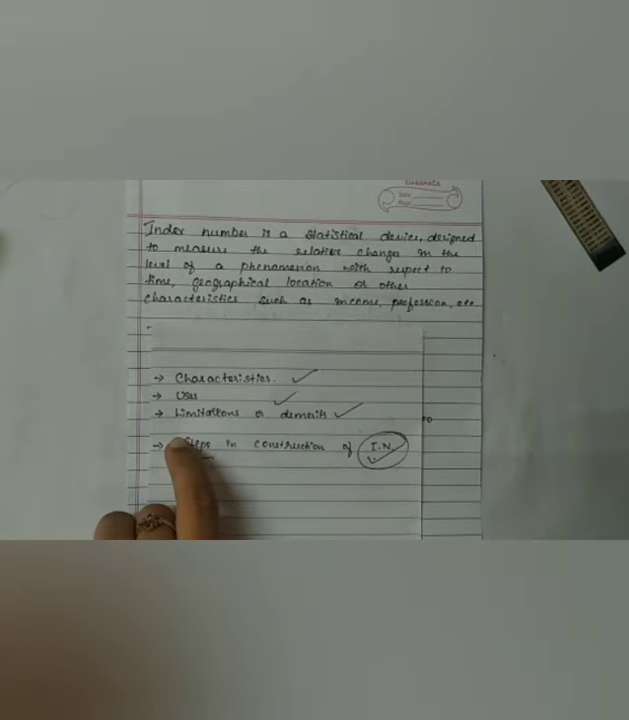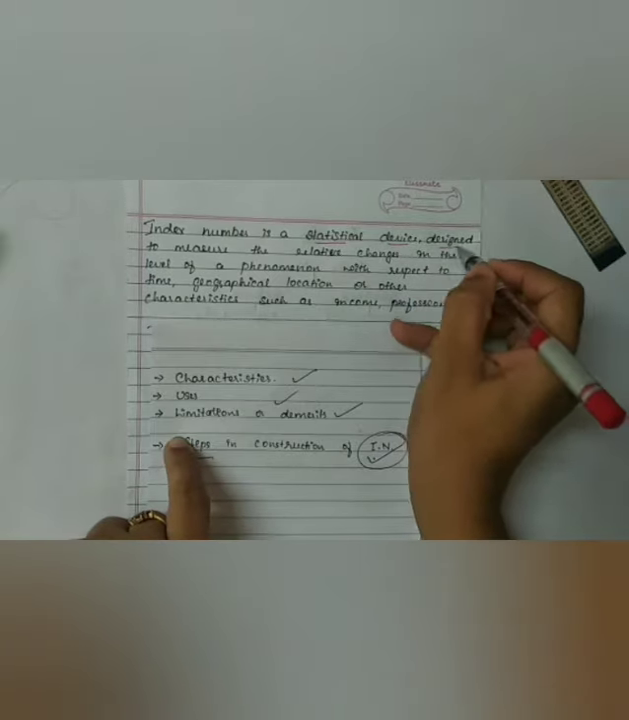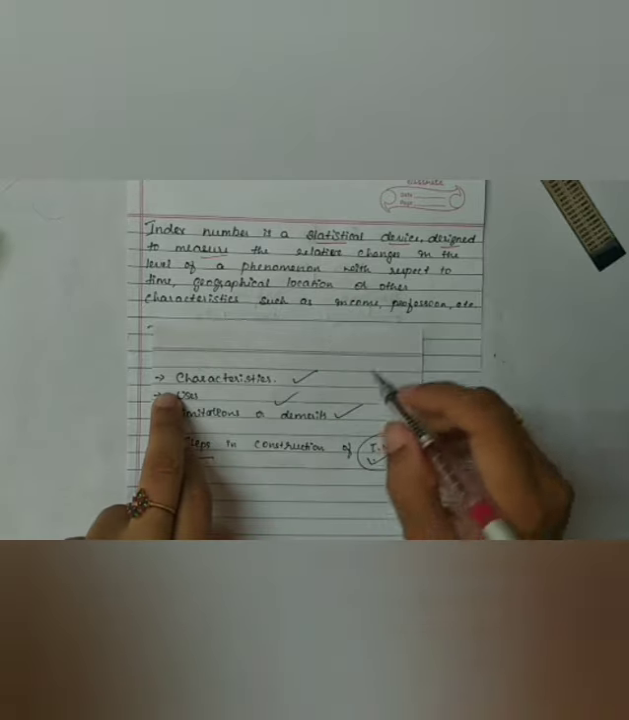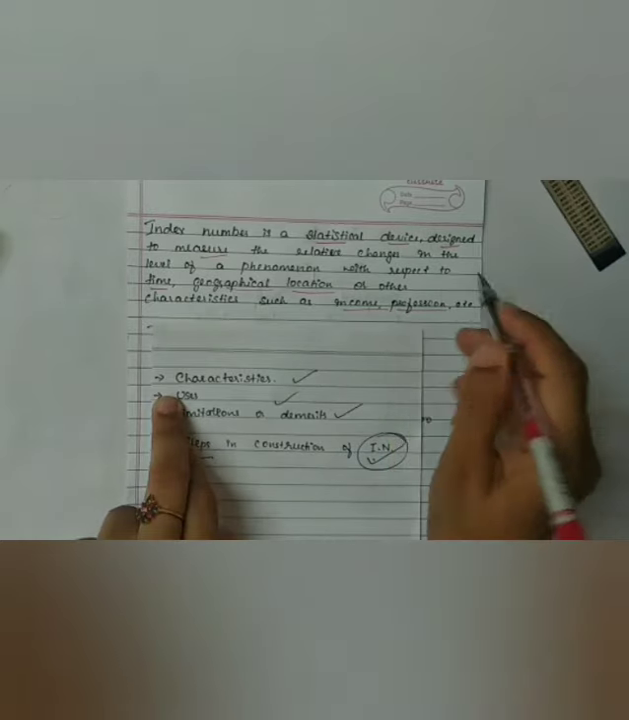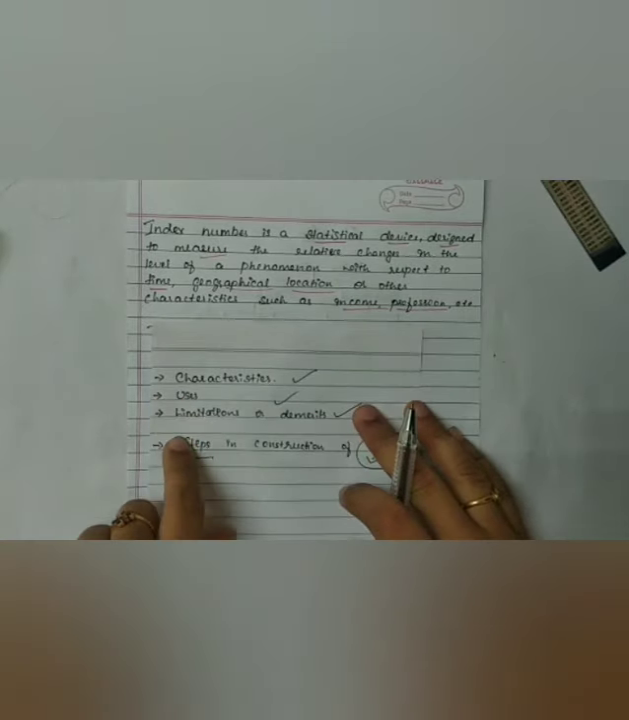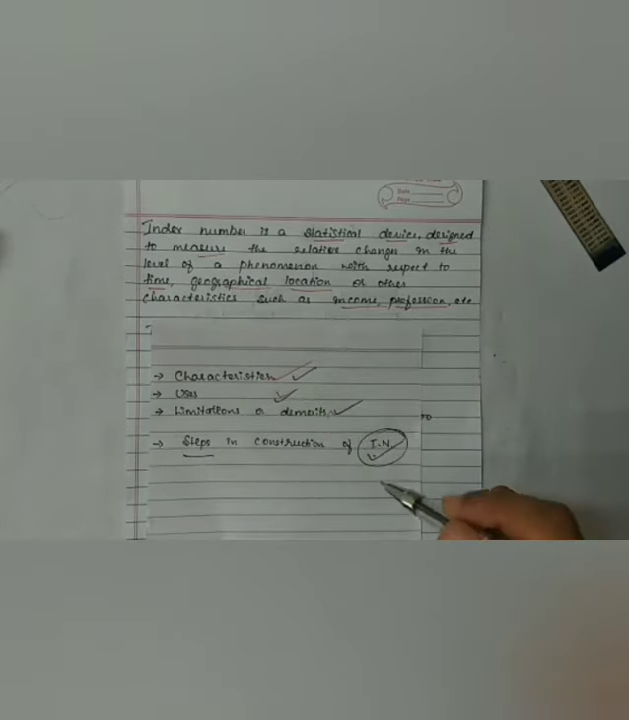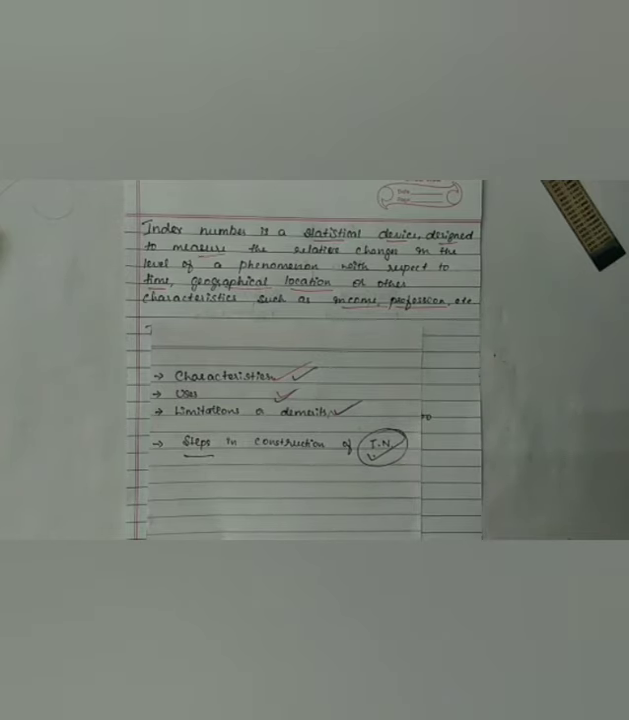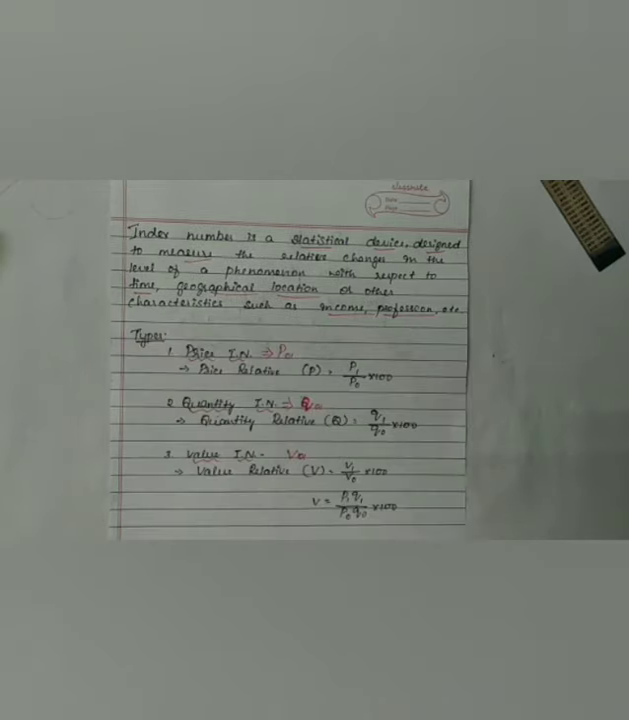Here is the meaning of index number. It is a statistical device and it is designed to measure the relative changes in the level of phenomenon with respect to the time, geographical location and other characteristics such as income, profession. So this is the meaning of index number. Apart from that, you will have characteristics, uses, limitations of index number, and for 10 marks you may be asked steps in the construction of index number. So this is very important when it comes to steps. Study this thoroughly. So next comes the types of index number.